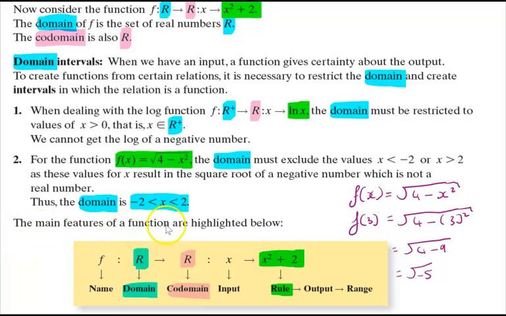The main features of a function are highlighted below. So again, we have 3 parts. In this example, we have f: R → R, x maps to x squared plus 2. So we have 3 parts with 2 arrows in between. We have the name of the function, then a colon, then the domain, which maps to the codomain, and a colon, and then the input, the x values, which maps to the rule of the function. In this case, it's x squared plus 2.